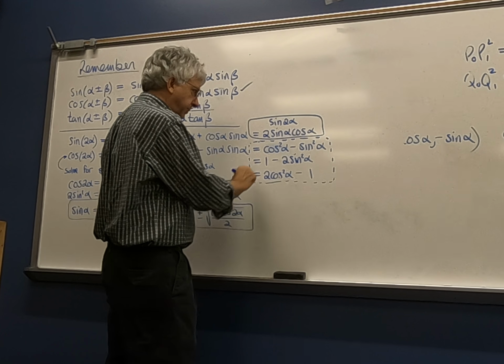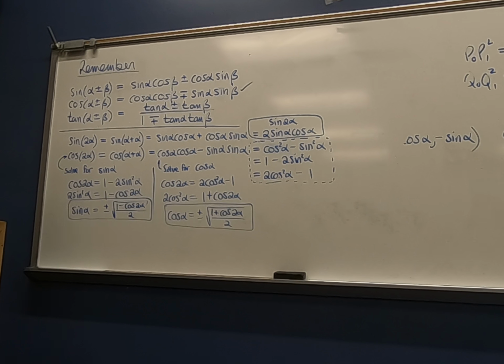Cosine 2 alpha, right? Three different forms for cosine 2 alpha, which is fruitful because it allows us to get the half-angle formulas for sine and cosine. How about tangent? Does it have a half-angle formula? Yes. Sure.